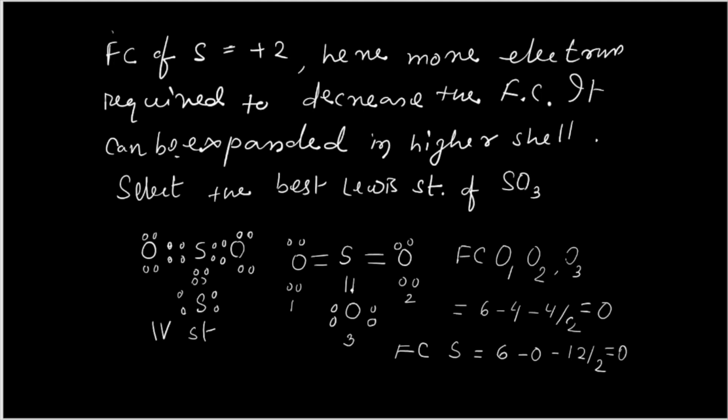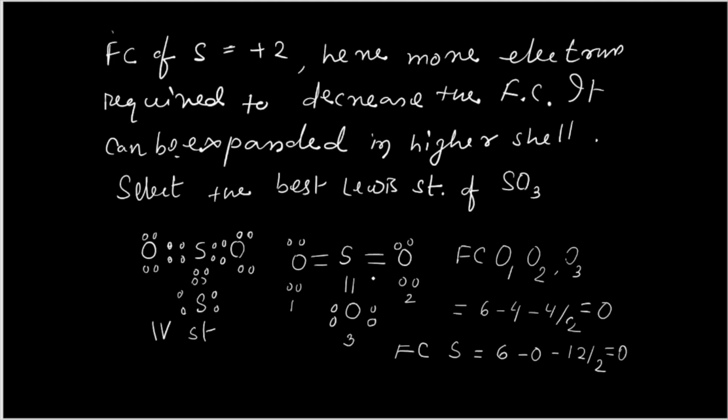Here also 4 bonding electrons, and in oxygen 2, how many non-bonding electrons? 4. What is the valence shell electron? 6. And oxygen 3, here also you can observe how many non-bonding electrons? 4. How many bonding electrons? Also 4, because here 2 bonds are there.